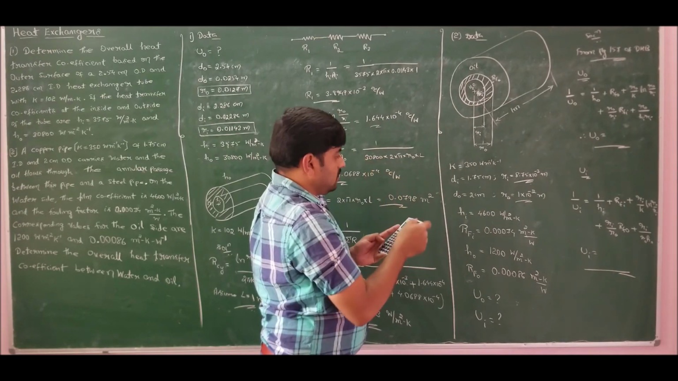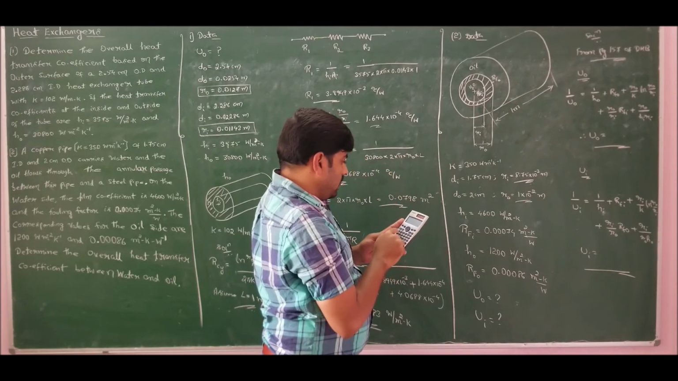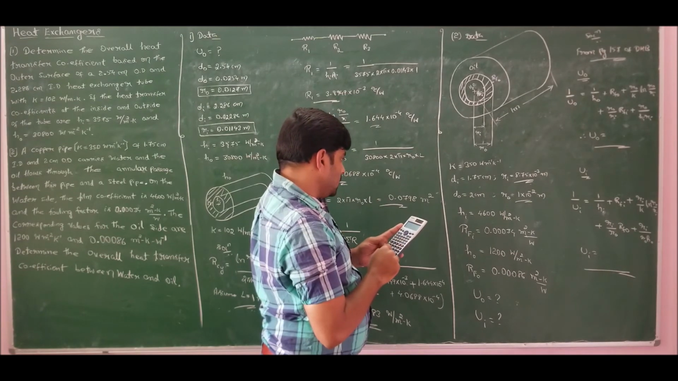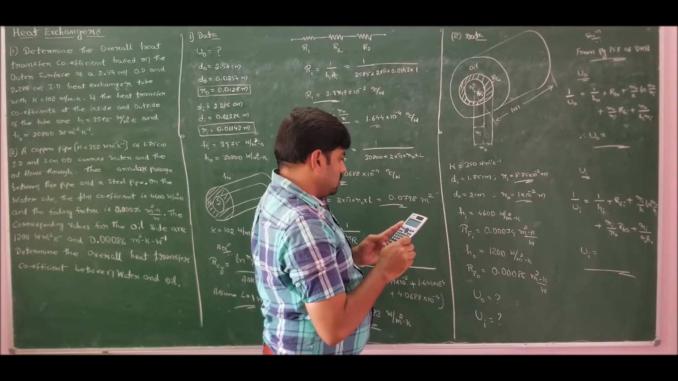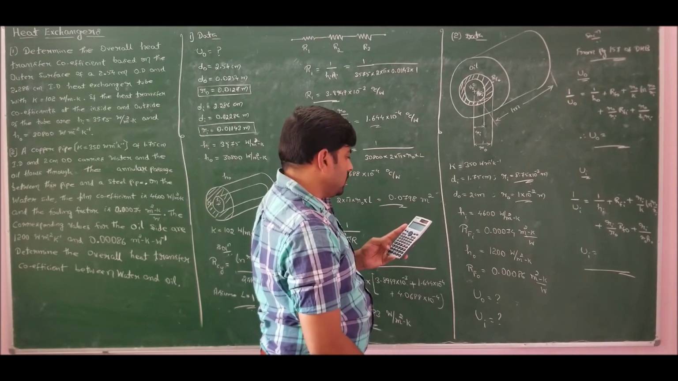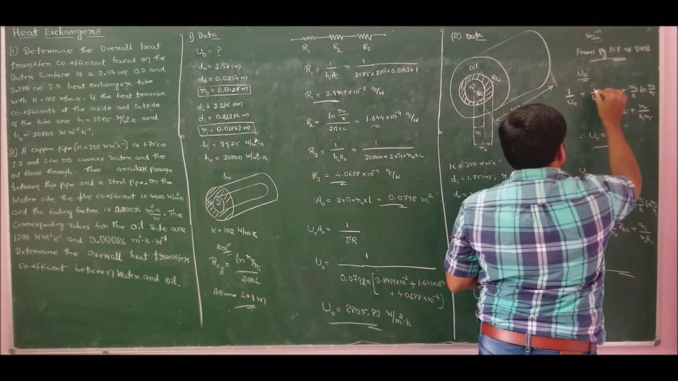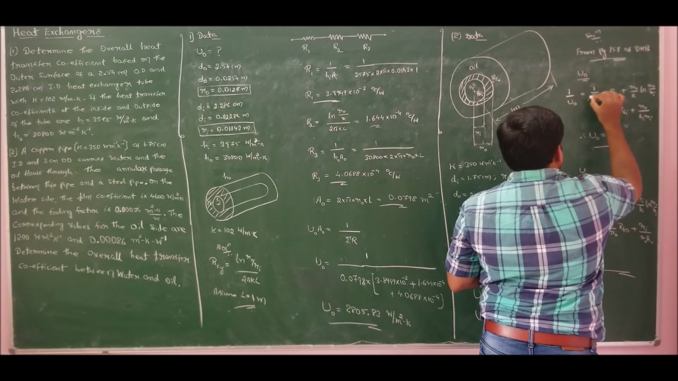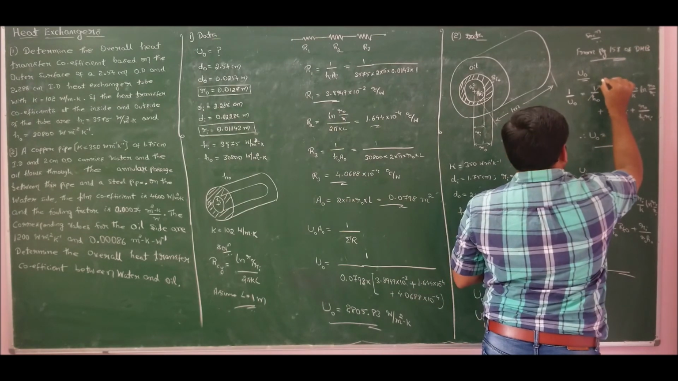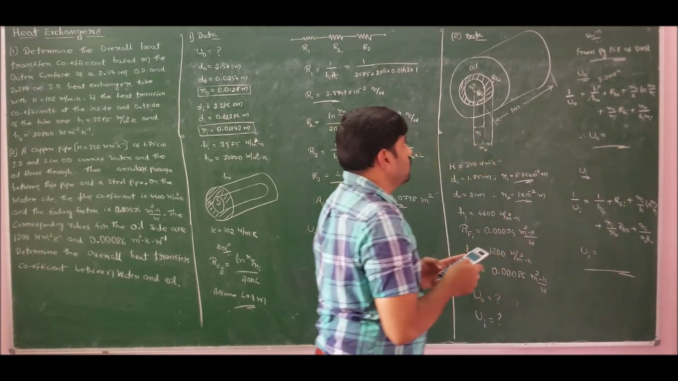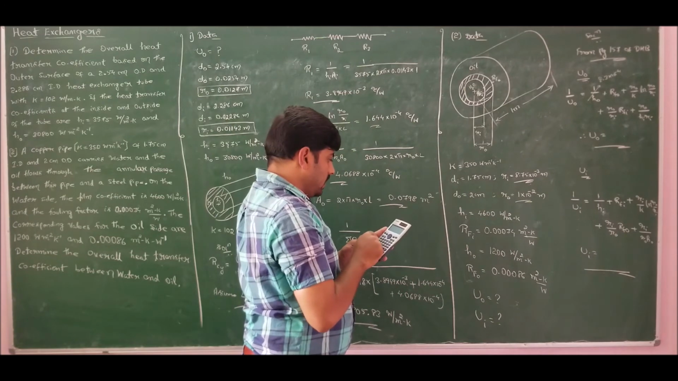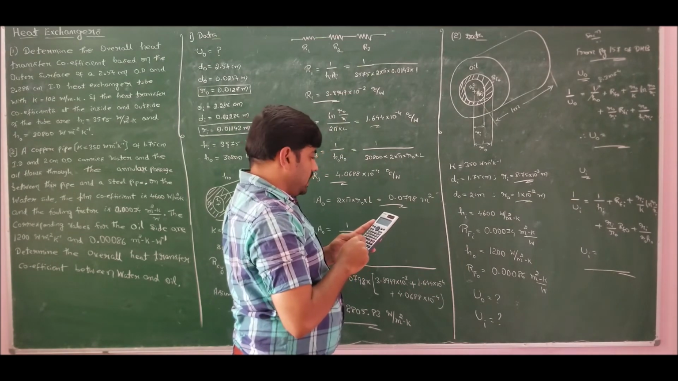If I do that, 1 by ho is 1 by 1200, that is 8.3 × 10^-4. This value is 8.3 × 10^-4, and we have RFo known to us, and next we have Ro by k.